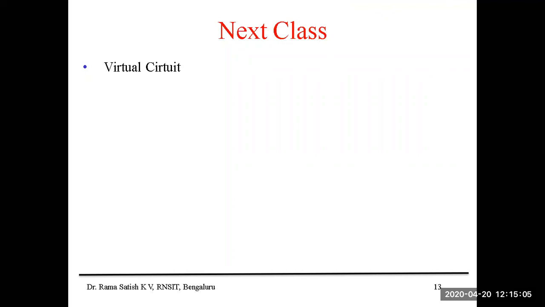And in the forwarding table, it maintains the names of the nodes plus their port numbers that are connected. So that is virtual circuit, we'll see in the next class. That's all for today's class.